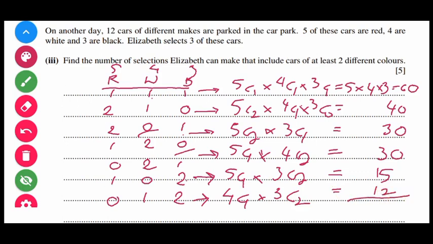So add all those things: 60 plus 40, 100, 130, 160, 175, 187. So I hope there are 187 ways to select the cars in such a way that the 3 cars must have at least 2 different colors. This is another way, by specifying everything.